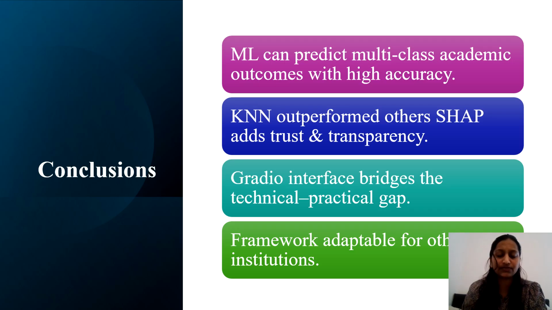In the conclusions, we have: ML can predict multi-class academic outcomes with high accuracy. KNN outperformed others. SHAP adds trust and transparency. The Gradio interface bridged the technical practical gap. Frameworks are adaptable for other institutions.